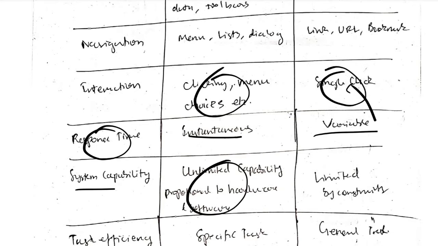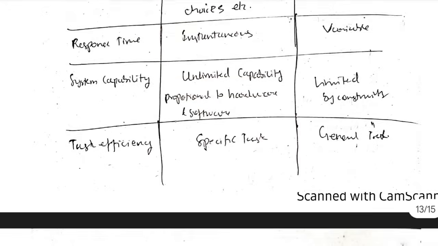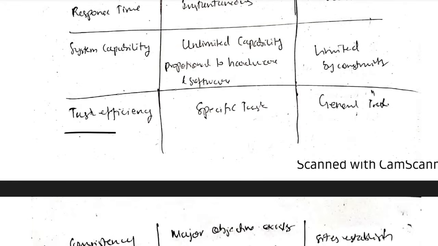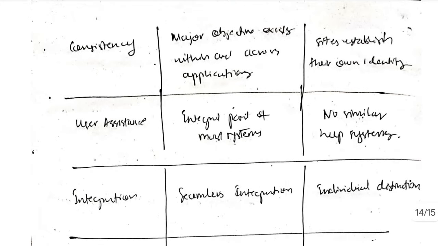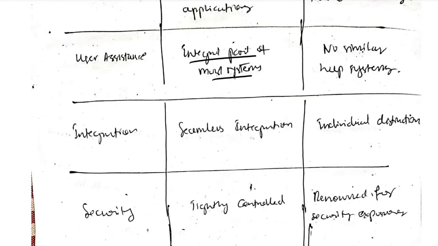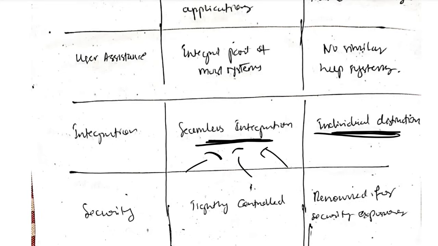System capability: here a lot of capacity is there based on the hardware and software configurations. Here it is limited because the server is limited. Okay, and here we have task efficiency: specific task in GUI, general task in web. Assume web as public and GUI as private, and write the features of both public and private here. Consistency: major objective is consistency across the applications. Sites establish their own identity, it is independent and it has applications with different devices. User assistance: integral part of most systems, not similar in web systems. Integration: in GUI it is seamless integration, meaning many are connected with the devices. Here it is individual, meaning one website is just for its own purpose.